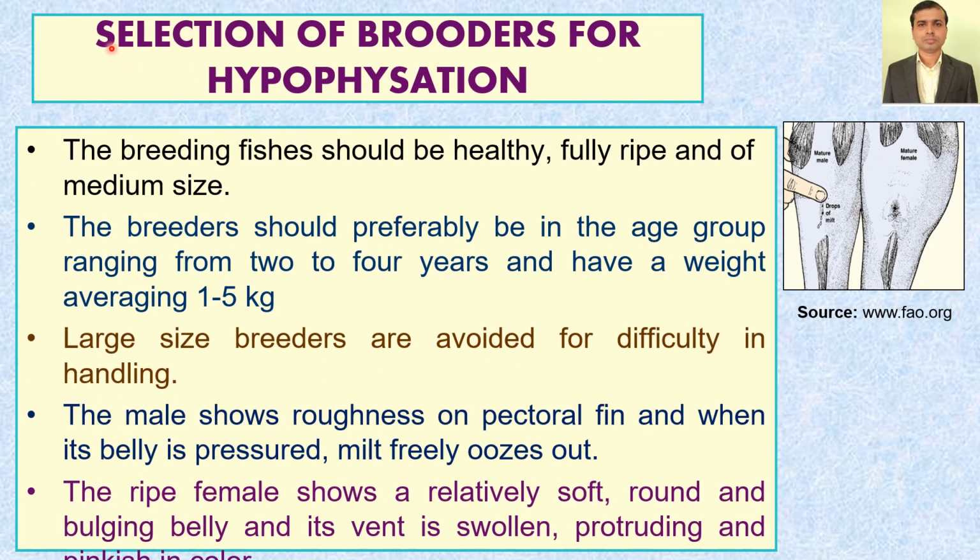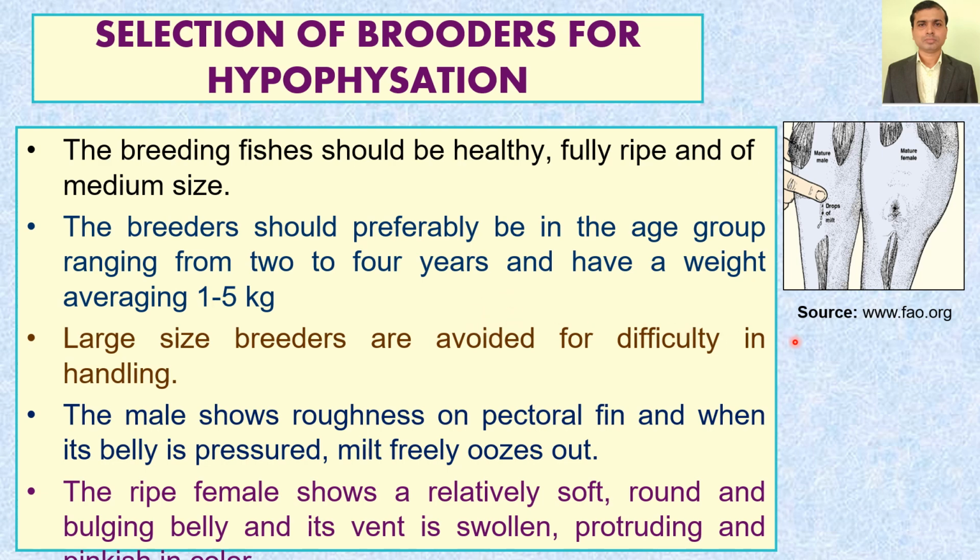The first step of induced breeding by hypophysation is selection of brooders. The breeding fishes should be healthy, fully ripe, and of medium size. The breeders should preferably be in the age group ranging from 2 to 4 years and have a weight averaging 1 to 5 kg. Large size breeders are avoided for difficulty in handling.